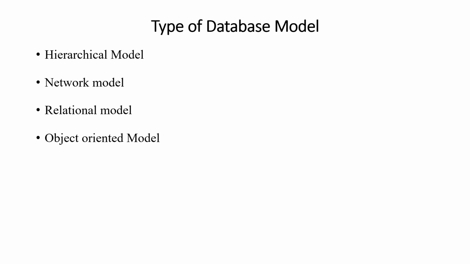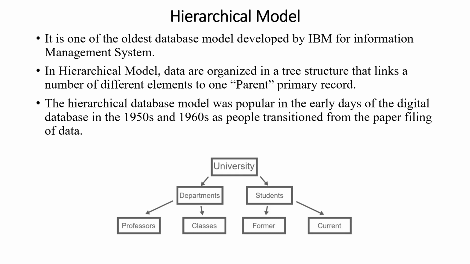Types of database models: hierarchical model, network model, relational model, and object-oriented model. Hierarchical model. It is one of the oldest database models, developed by IBM for its information management system. In the hierarchical model, data are organized in a tree structure that links a number of different elements to one parent primary record. The hierarchical database model was popular in the early days of the digital database in the 1950s and 1960s as people transitioned from the paper filing of data.